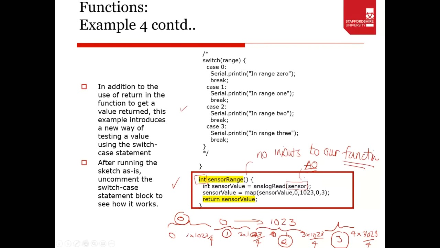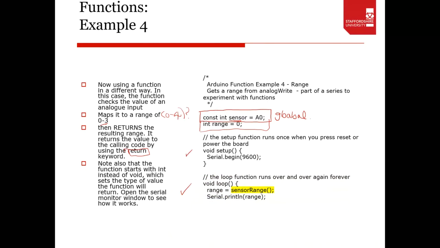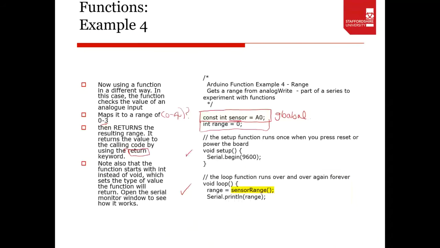Can't see, but this won't loop right. What? The function won't loop? The function won't loop, however, it is in the void loop, and the function sensor range is being called from void loop, so that will loop.